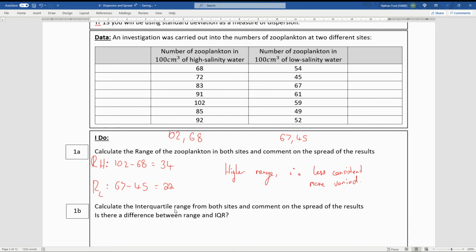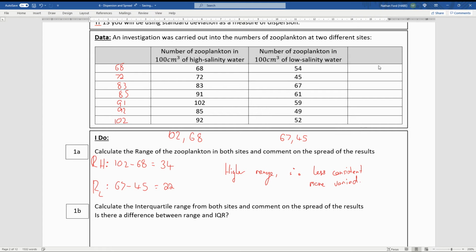For the interquartile range, we need to find the quartiles. You'll notice that there are 1, 2, 3, 4, 5, 6, 7 results. If there are 7 results, there are two ways we can do it. We could just order them. So we have our lowest value of 68, then 72, 83, 85, 91, 92, and 102.